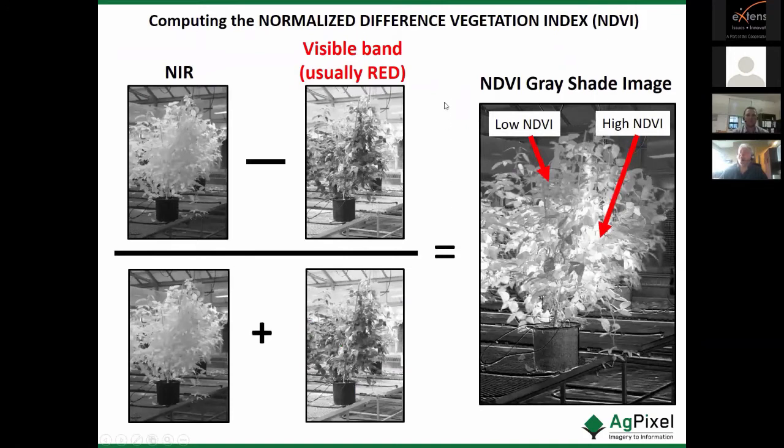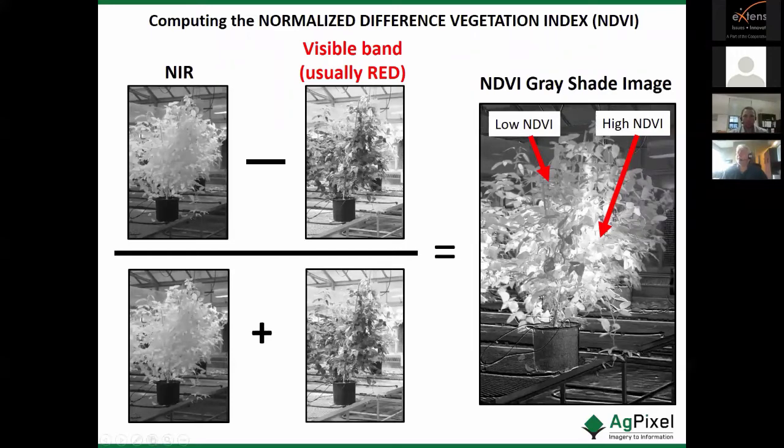And this is often done using an index that goes back into the early 1970s. So this is not brand new. It's been around a long time. It's called the Normalized Difference Vegetation Index. And it's computed by subtracting the pixel values in the red or the visible band from the pixel values in the near infrared. So you have near infrared minus red, divided by near infrared plus red to normalize it, and you end up with an NDVI. They call it an NDVI image.